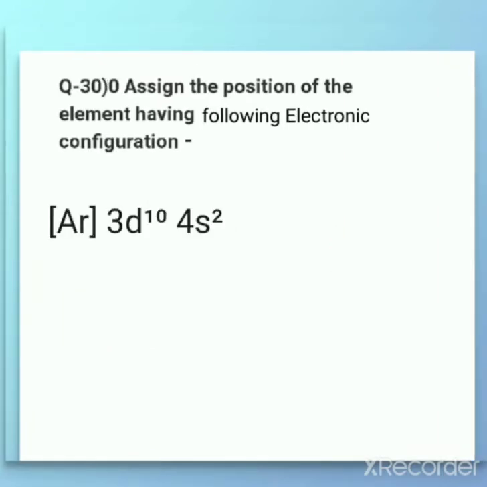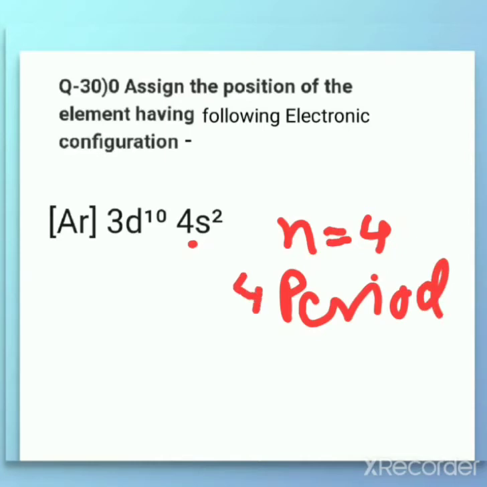The next electronic configuration is given in this way, that is argon 3d10 4s2. So first of all, identify the outermost shell, that is n is equal to 4. This is the outermost shell, the highest principal quantum number, here 4, therefore it belongs to the 4th period. So we can easily find that out from the electronic configuration. Now here you can see that there is a filling of the d orbital. So we can say that it belongs to which block? D block. It belongs to the d block.